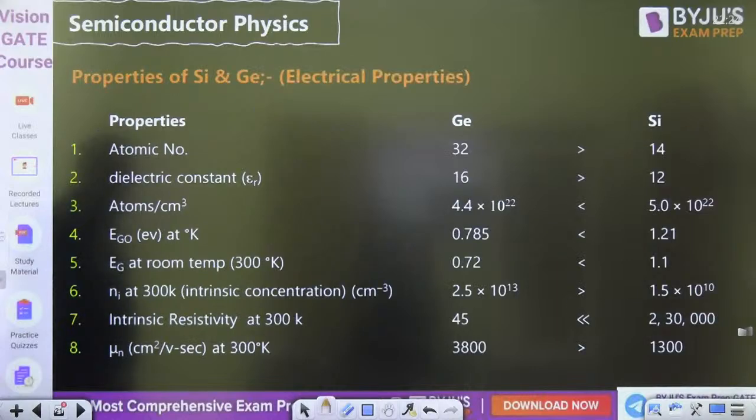Now the properties of silicon and germanium, guys.